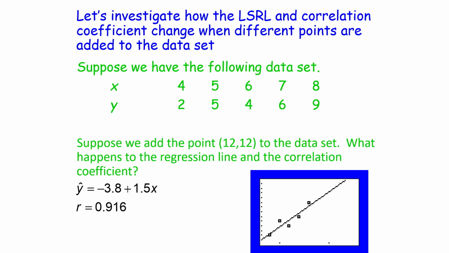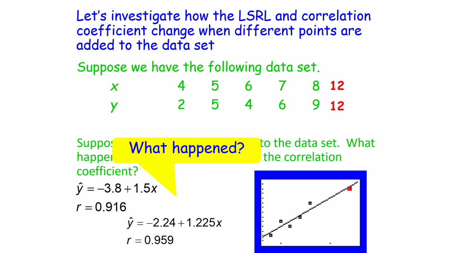Well, suppose we added the point 12, 12 to the data set. What happens to the regression line and to the correlation coefficient here? So go back in and take off those last two points we put in, and now put in 12, 12. Push pause, and when you're done, push play and let's see if you're right. So here you'll see that now your y hat is negative 2.24 plus 1.225x, and our correlation coefficient is 0.959. So it has increased the strength of our relationship. Notice that our point is closer to that line of best fit.